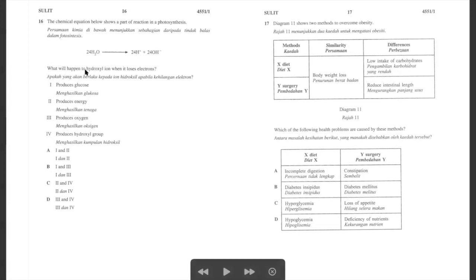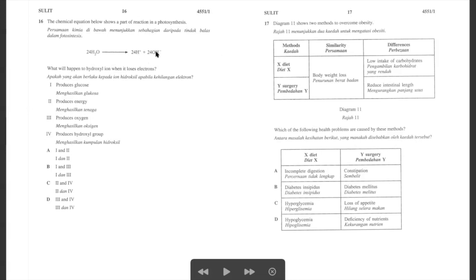Okay, tengok apa dia tanya pula ni. So what happen to the hydroxyl ion when it lose electron? Hydroxyl ion tu yang ni. Okay, ni. This is hydrogen ion. This is hydroxyl ion. Okay, so cikgu bagi jawapan, jawapan dia adalah D. Okay, D tu yang mana ni? Okay, produce oxygen and produce hydroxyl group.